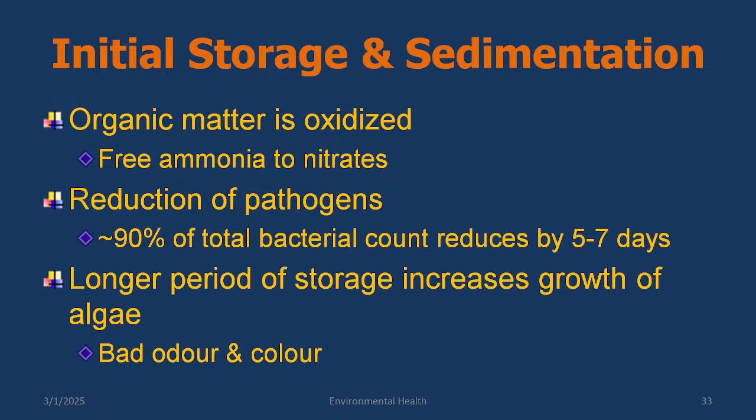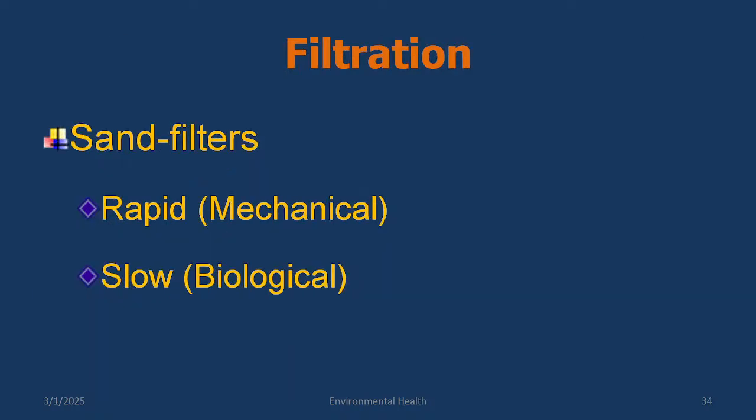Those were the pros. If it is kept for a longer period, then algae grows, and algae growth means physical hazards will happen. The water may become colored, red algae. The water may become foul smelling because of certain algae. So bad odor and color. After that, filtration will happen, and there are two famous methods of filtration. One is the rapid or mechanical sand filter and the other is the slow or biological sand filter.